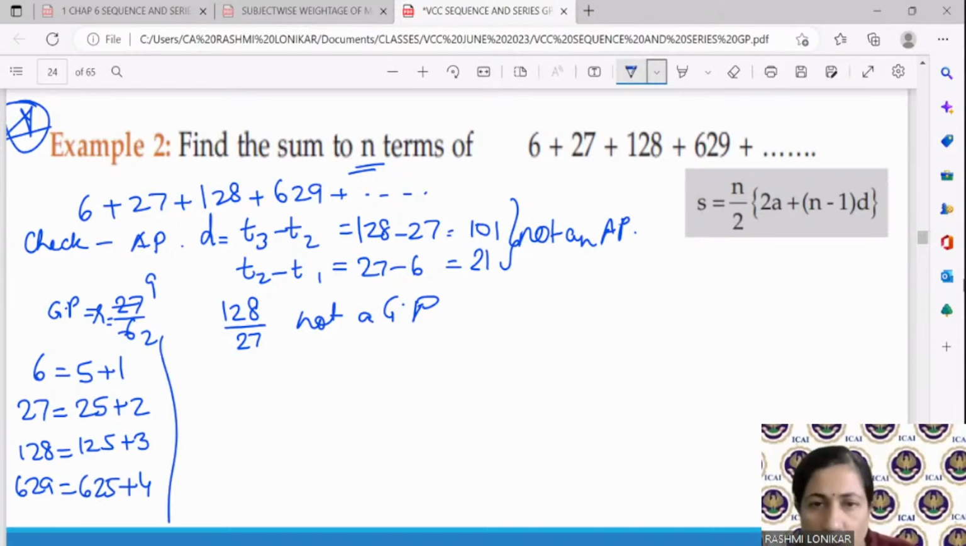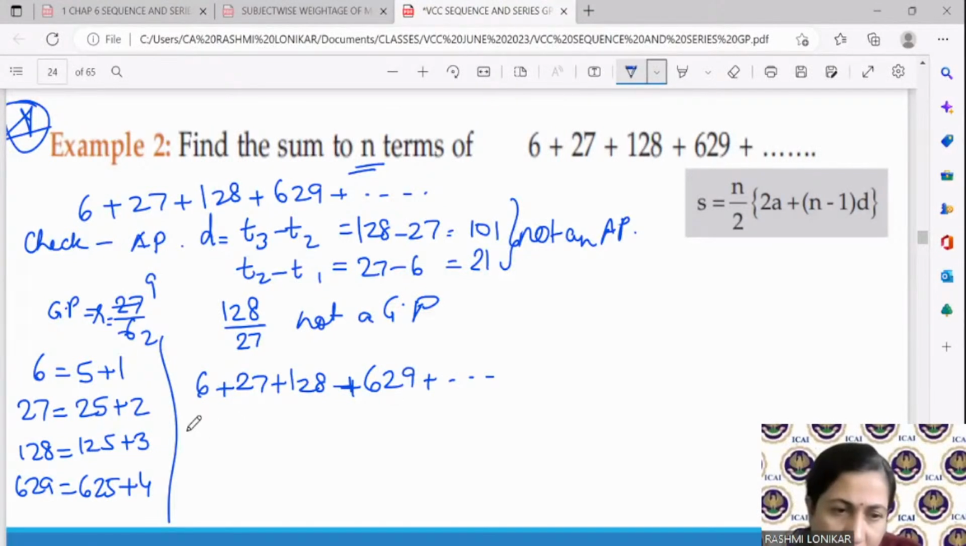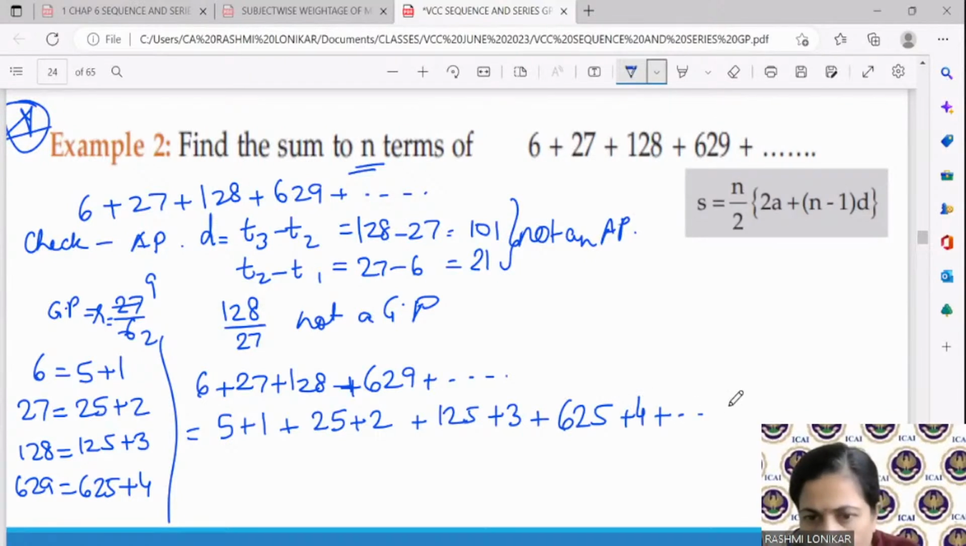Okay, so what I will write is this series 6 plus 27 plus 128 plus 629 can be written as 5 plus 1. Instead of 27, I am writing 25 plus 2. Instead of 128, I am writing 125 plus 3. Instead of 629, I am writing 625 plus 4 and so on.